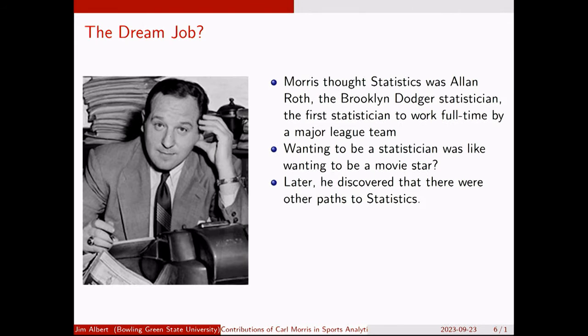Okay, now what's interesting is that at that time the presence in baseball and statistics was Alan Roth. Branch Rickey hired him to be the statistician for the Brooklyn Dodgers. And so he was the first statistician to work full time. There was a big article in Life magazine about this. And so Carl thought this was statistics. To be a statistician meant you work for a baseball team.